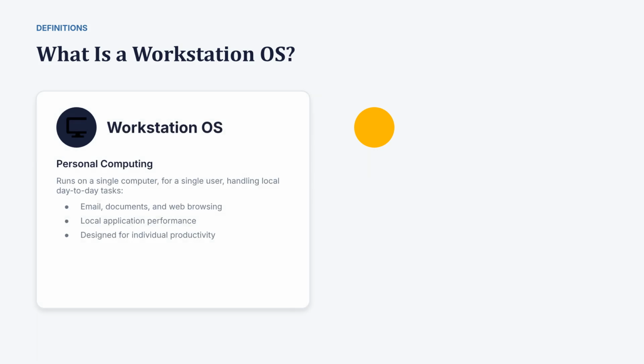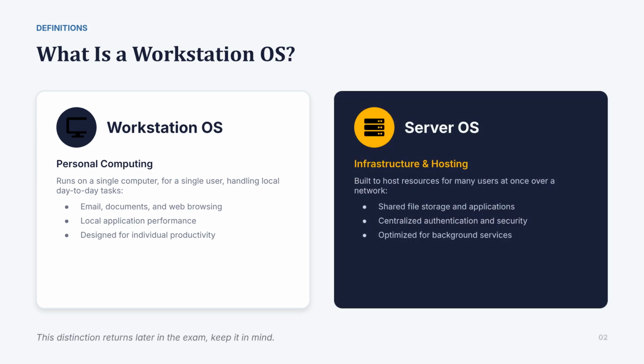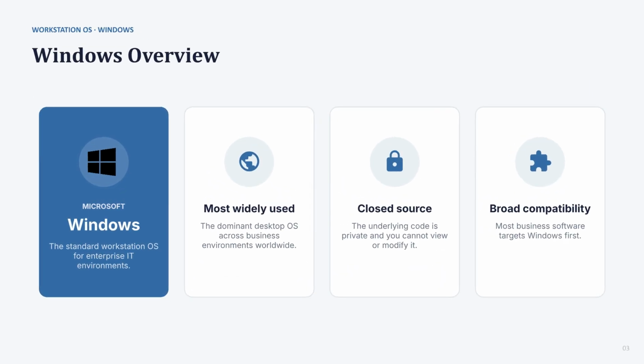A workstation operating system is defined as an operating system designed to run on a single computer for a single user, performing local, day-to-day tasks. In contrast, a server operating system is intended to host resources for multiple users simultaneously. This distinction is important and will be referenced later in the exam.